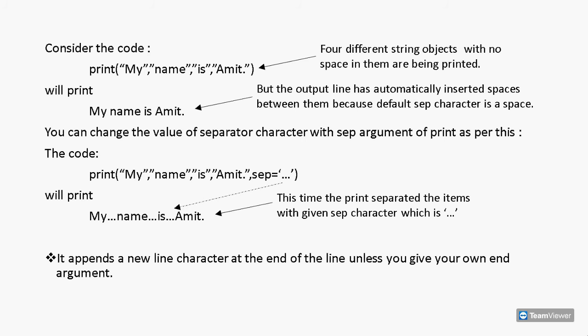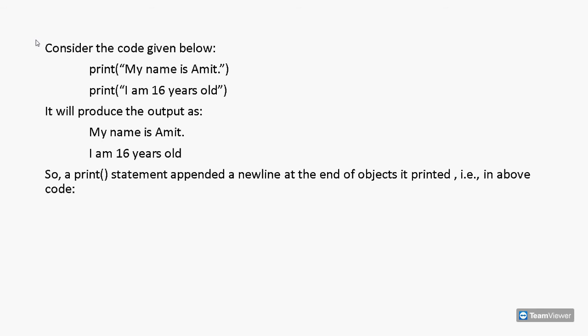The print function appends a new line character at the end of the line unless you give your own end argument. Consider the given code: print("My name is Amit.") print("I am 16 years old.") This will produce the output: My name is Amit. I am 16 years old. So, a print statement appended a new line at the end of the objects it printed, that is, in the above code: My name is Amit.\n I am 16 years old.